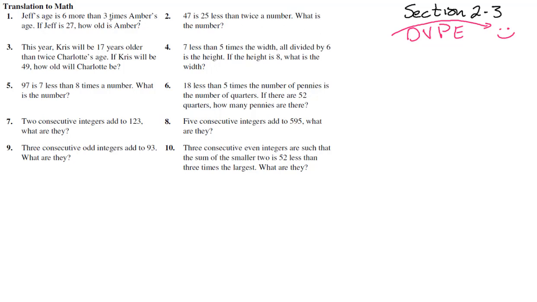So if we write that down to translation with some variables, we want to know how old Amber is, but we've got Jeff is 6 more than 3 times Amber. And it says Jeff is 27. Look at that. So let's come down here where we've got some room. 27 equals 6 plus 3 times Amber's age. Look at that. We have an equation. We know how to do that.